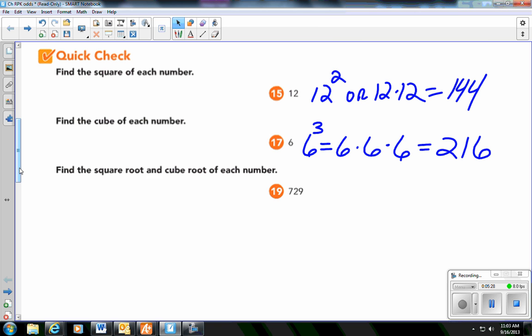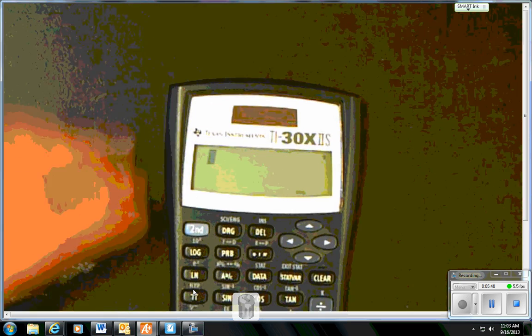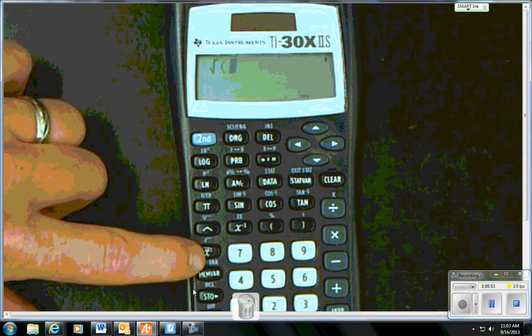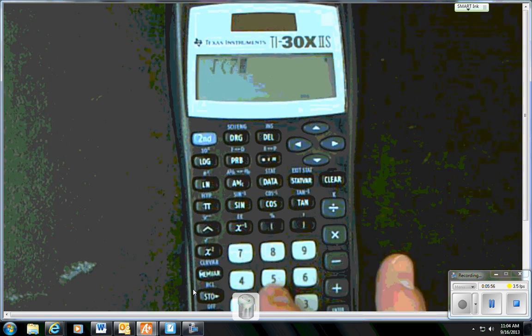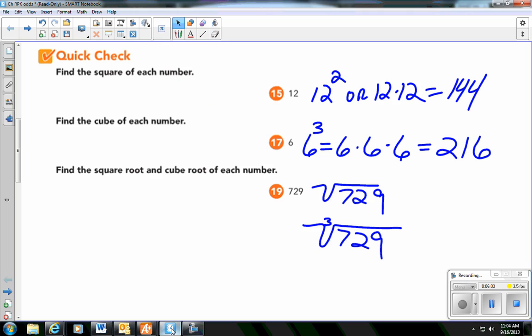19, they're asking us to find the square root and cube root. So the square root of 729 and the cube root of 729. So if we look at that on our calculators, to find the square root, you hit the second key and the x squared button. That brings the radical sign up. Type in 729, hit enter, and our square root is 27. So our square root of 729 is 27.